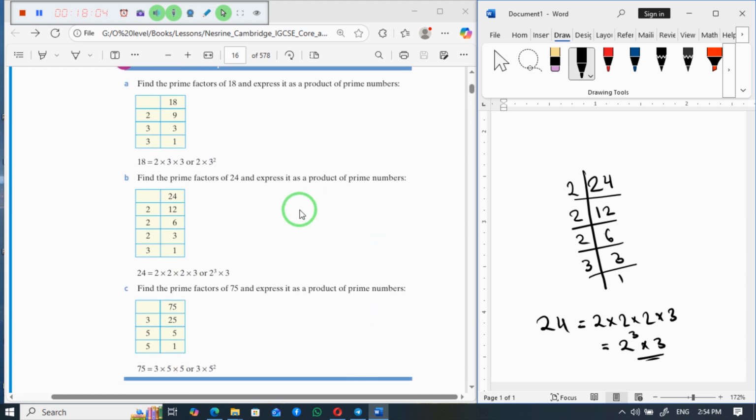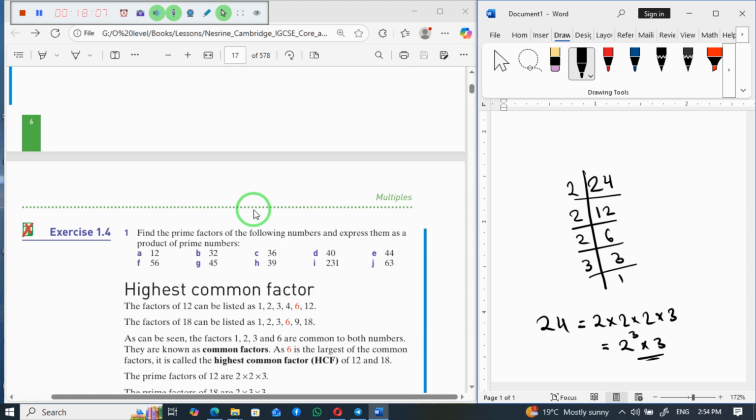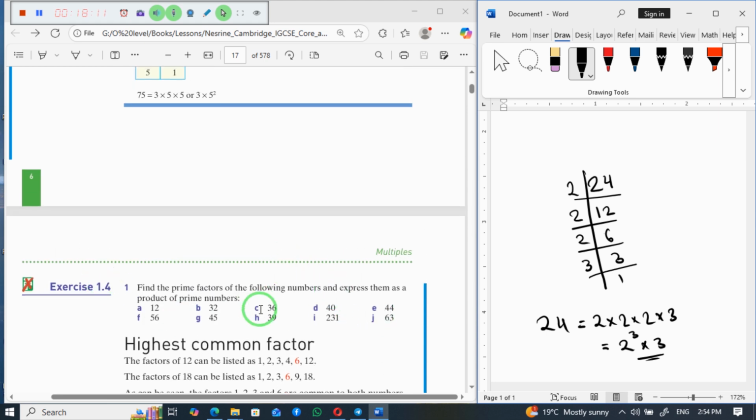As I think, the others are your homework. You can find the prime factors of these numbers, and if you face any challenge or problem, you can ask me in the comments.